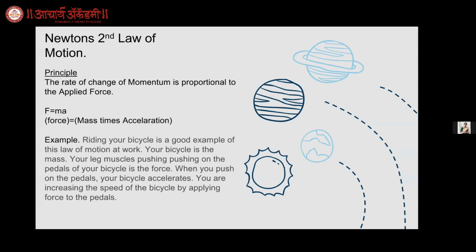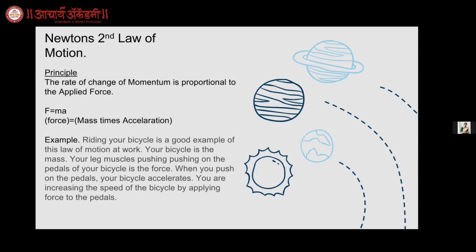Then comes Newton's second law of motion. The rate of change of momentum is proportional to the applied force. Newton's second law of motion is very important, because it is asked most of the time. So if you want to remember Newton's second law of motion, you can directly remember the formula, which is F is equal to ma, mass times acceleration. Now what is acceleration? Acceleration is nothing but the change of velocity with respect to time.